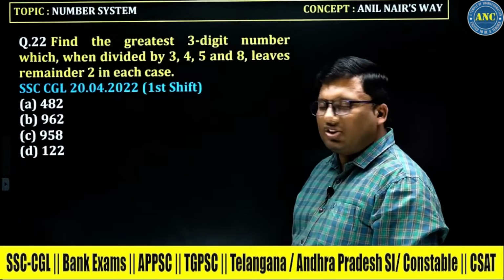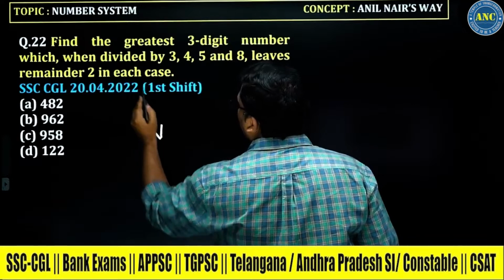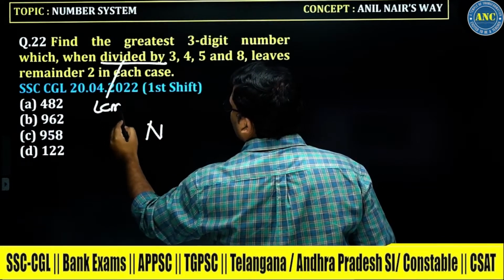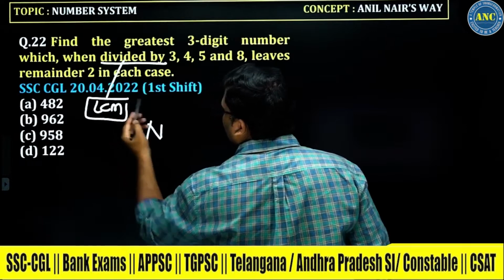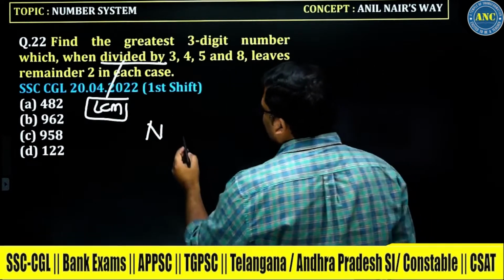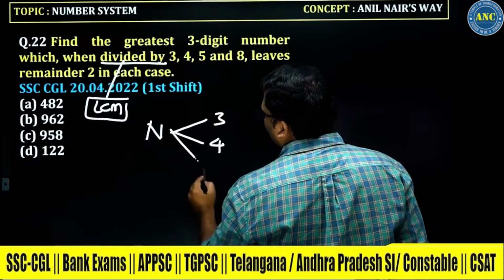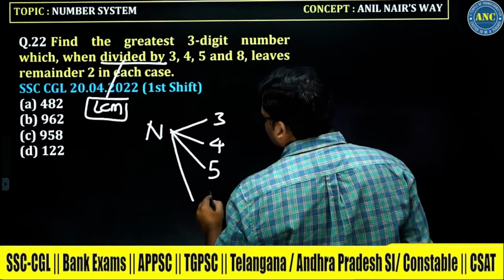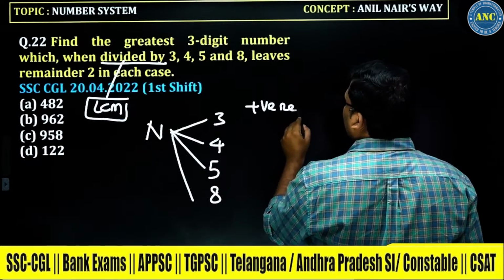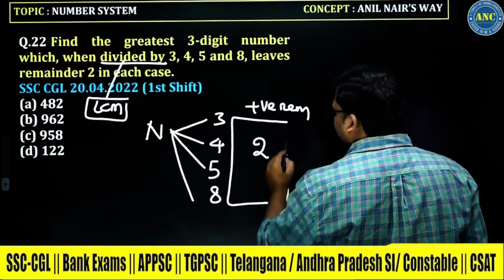Find the greatest 3-digit number. I require the greatest 3-digit number which, when divided by... any question which involves "when divided by" is an LCM. So the number is getting divided by 3, 4, 5 and 8. In all the cases, what will be the positive remainder? In all the cases, the positive remainder will be 2.